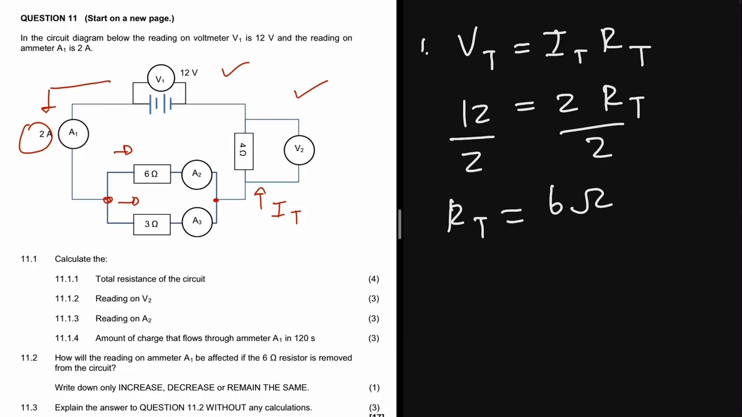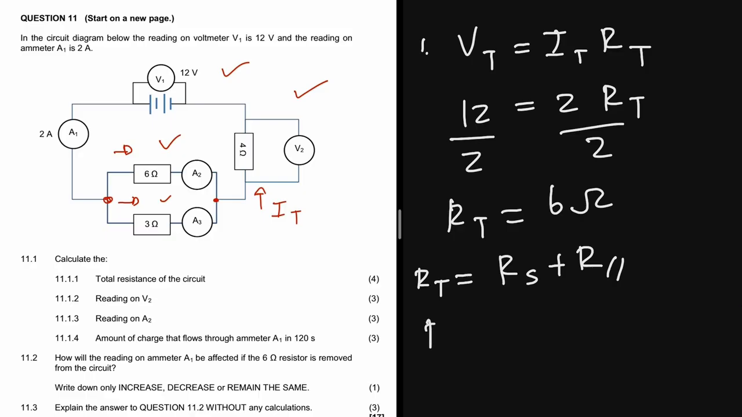Now if we did not have this total current here, we would still be able to calculate the total resistance, because the total resistance is the same as the resistance in series plus the resistance in parallel. We have already identified that the resistance in series is 4 ohms and these two are in parallel. So we need to add all the resistance in series and all the resistance in parallel to get the total resistance. The resistance in series is equal to 4 ohms.